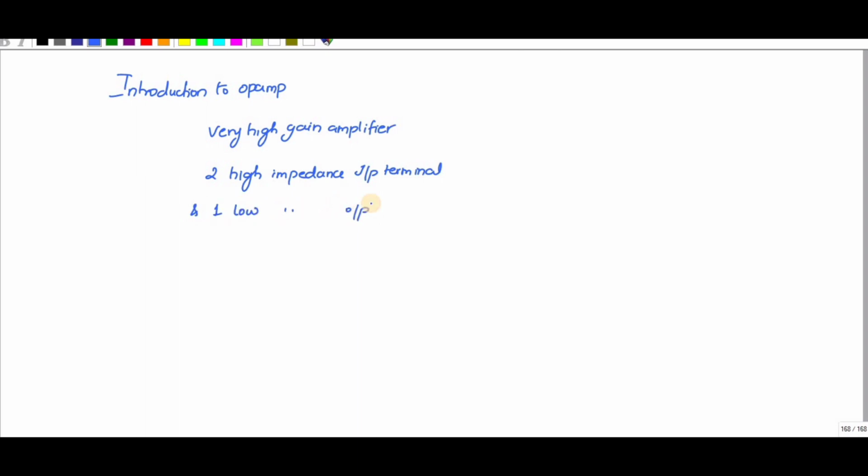This input terminal I can classify as inverting and non-inverting. If I give a positive input to the non-inverting terminal, I will get positive at the output. If I give a positive signal to the inverting terminal, I will get a negative signal at the output.